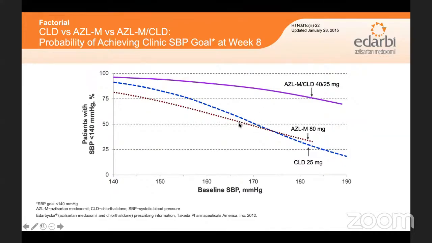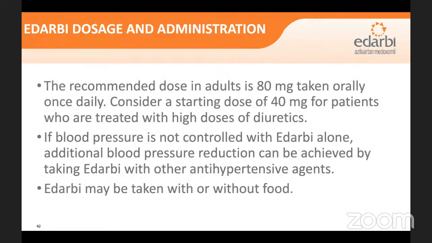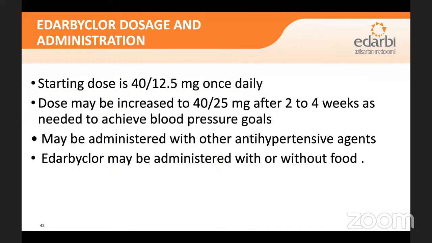And this shows that the combination will result in more patients controlled. This graph illustrates that each drug alone, or each molecule alone, will result in less effective control compared to the combination. For example, if we look at someone with a blood pressure of 160, then about 85% of these patients will be controlled with the combination molecule compared to a single molecule. The recommended dose for Edarbi, which is azilsartan, is to start with 40 milligrams, especially for patients who are on higher doses of diuretics, but if not, as a single drug it is 80 milligrams. And if the blood pressure is not controlled, then additional blood pressure reduction can be achieved by taking Edarbi with other antihypertensive agents, and certainly combining it with chlorthalidone, Edarbyclor, will provide a very strong blood pressure reduction.